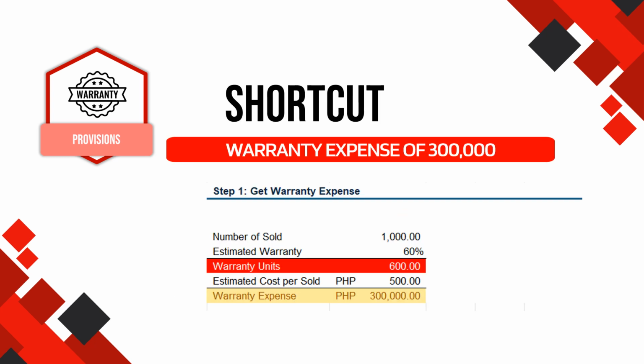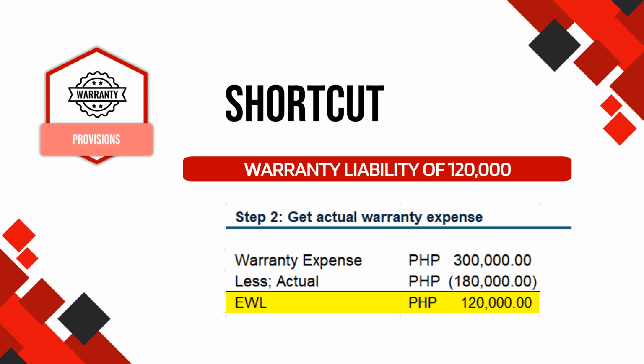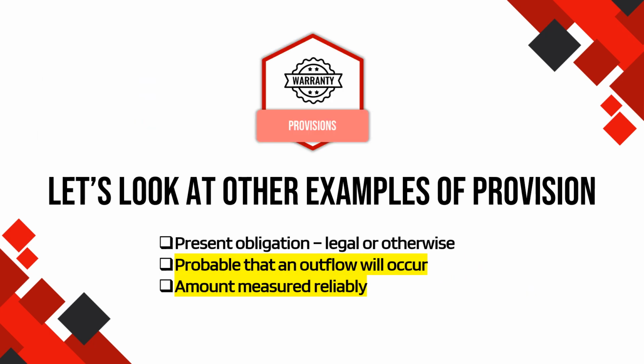So redoing the problem, pag hinahanap lang sa inyo yung warranty expense, all you have to do is get the probable estimate, which is 600, times any other cost that's associated per unit, right? So that would be 500 times 600, 300,000. That's your warranty expense. Yung EWL naman is simpler. You just get the estimate, subtract your actual, and then you will get your liability. So estimate of 300,000 minus actual of 180,000, you will get your EWL of 120,000. So that's basically your warranty. So that's your second type of exercises.